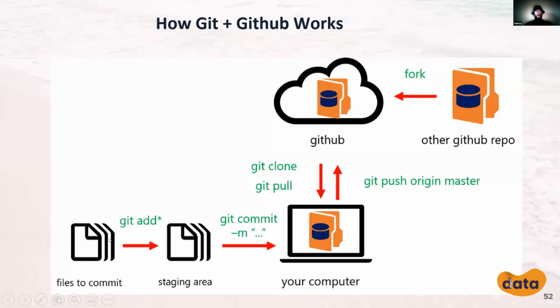So this is a picture of how Git plus GitHub works, right? On my laptop, I create my folder, make my changes, stage them, commit them, and push them to GitHub. Someone else can fork my repo, make his changes, and push it to GitHub also. So just like that, that's how it works.